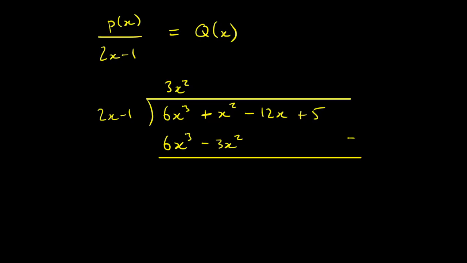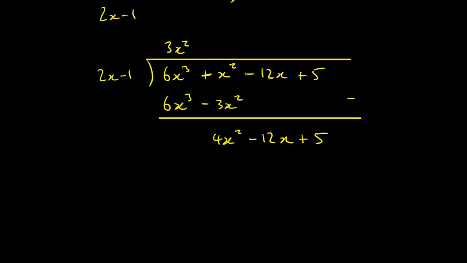So 6x cubed minus 6x cubed is 0. X squared minus 3x squared is plus 4x squared minus 12x plus 5. So 4x squared becomes the new leading term. So I do 4x squared divided by 2x, which is going to give me positive 2x.